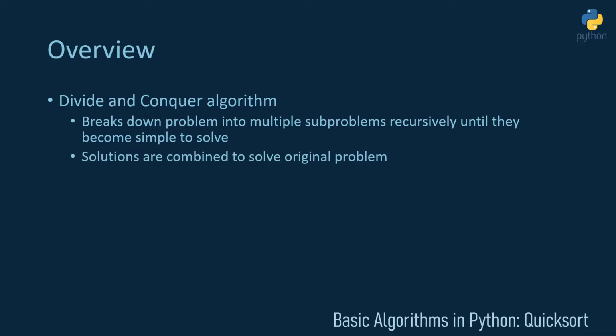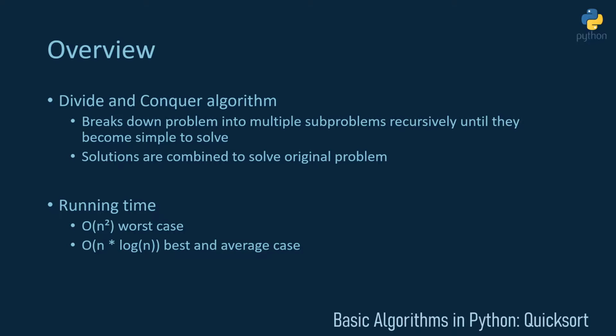First of all, the running time of Quicksort depends heavily on how you pick the pivot element. What the pivot element is, you will see also on the next slide. But this leads to O of n squared worst case running time and an O of n log n best and average case running time. But when a good pivot element is used, Quicksort is still very efficient and still widely used today as a sorting algorithm.